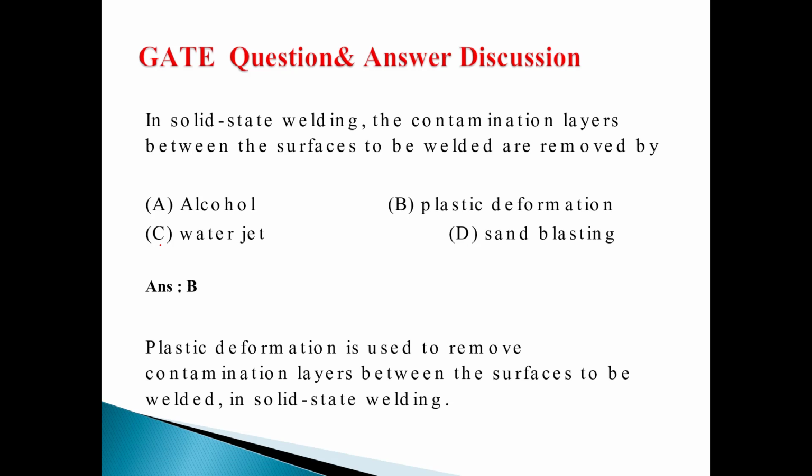Next question: in solid state welding, the contamination layers between the surfaces to be welded are removed by alcohol, plastic deformation, water jet, or sandblasting. Option is B, because plastic deformation is used to remove contamination layers between the surfaces to be welded in solid state welding.